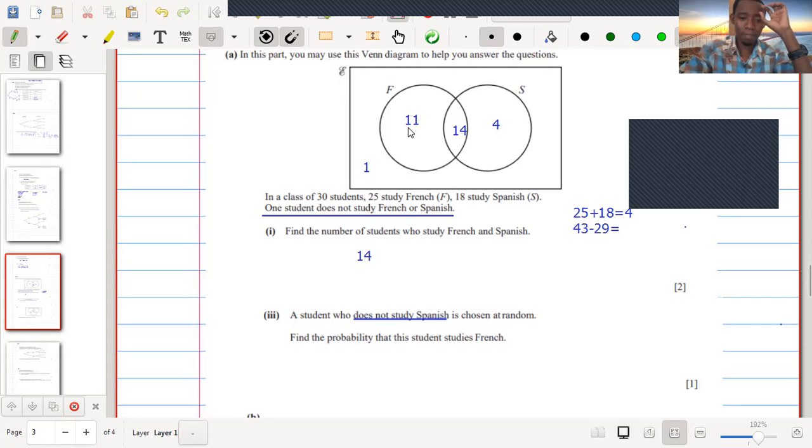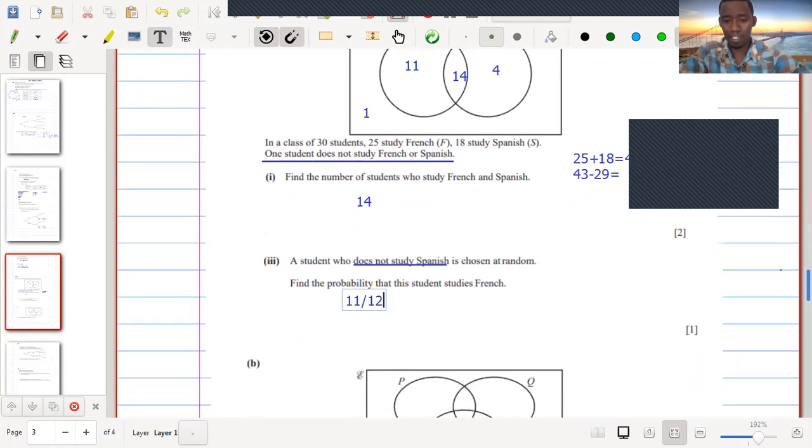Then they said find the probability that the student studies French. So 11 study French. Out of how many? Out of 12, because if I take 11 and 1, that will be 12. But they said study French. So my answer should be 11 out of 12.